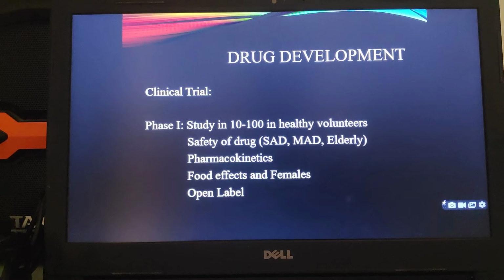in phase 1. During phase 1, if it is an oral drug, the food effect is also studied, whether the food has got any effect on the drug or not. And then there are studies in the females to know the safety, or if there is any gender effect about the safety as well as about the pharmacokinetics. And the phase 1 is always an open label trial, when the patient as well as the investigator knows whether it is a drug or it is a placebo.